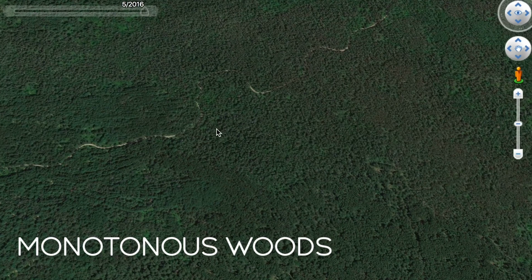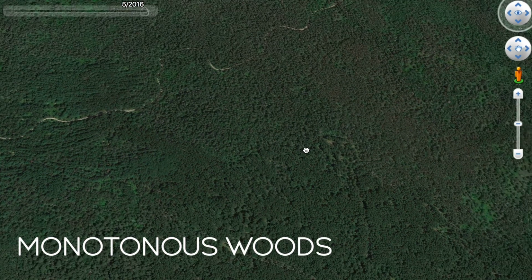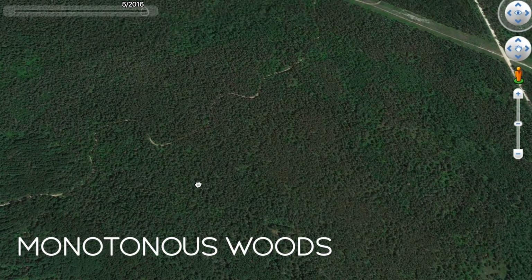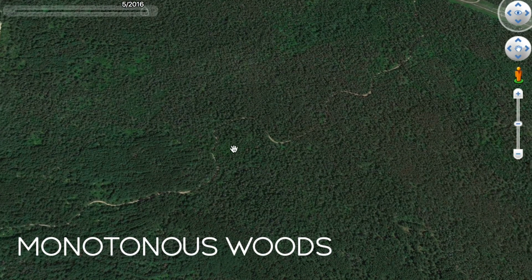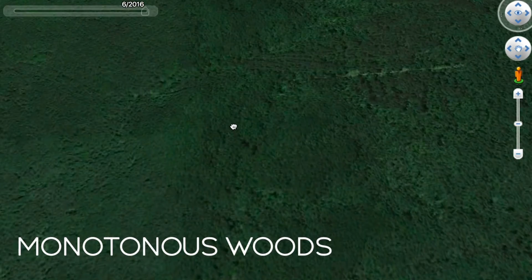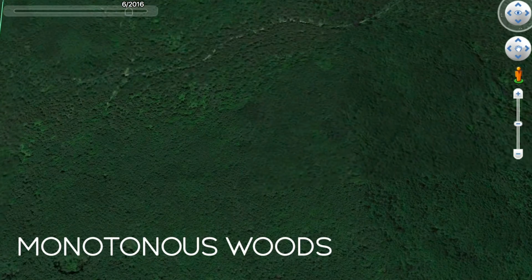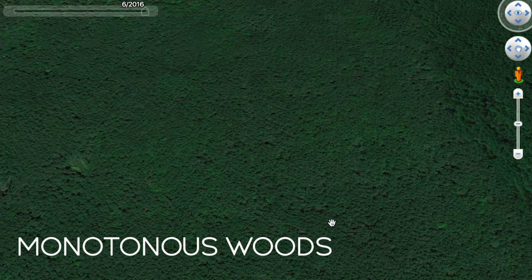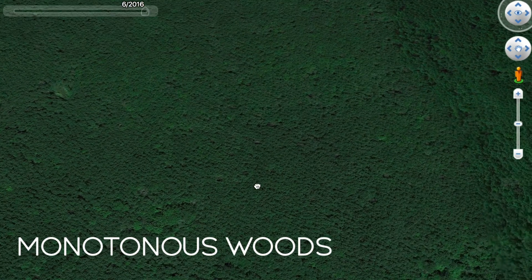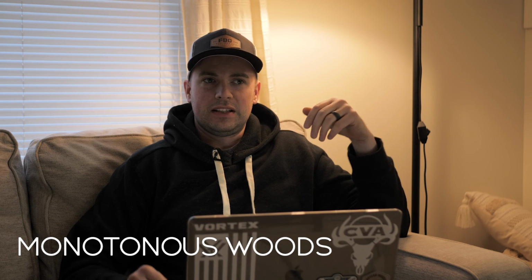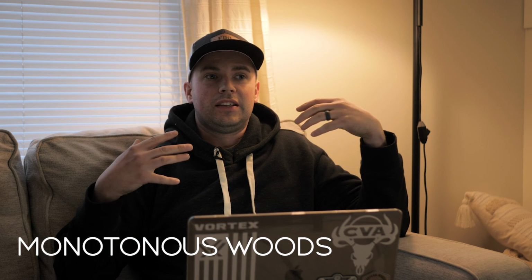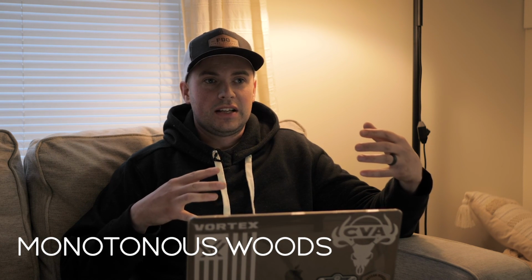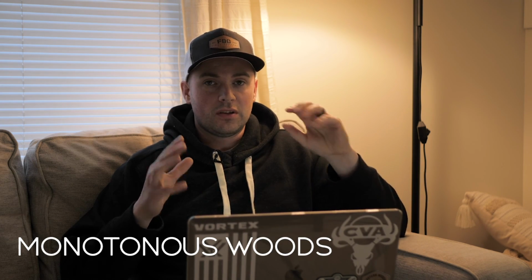And then fourthly, we got monotonous woods. So there's a lot of woods that I found in Michigan where you look at a map and it's nothing special. There's not any huge croplands that are nearby. There's not any real great, major hill type of topography that you can read on a map. And there's not any terrain breaks. There's not any cover differences. And a lot of times you can overlook those spots.